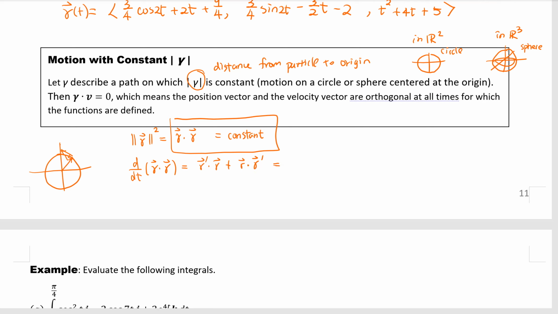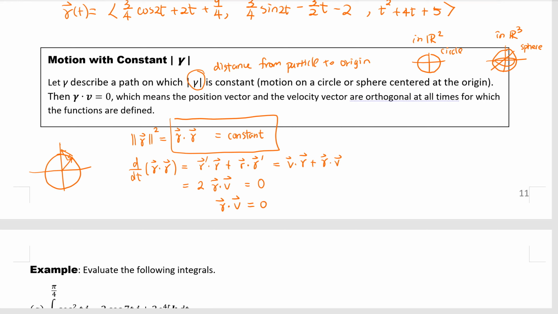What is that? Well, the derivative of gamma is velocity. And gamma dot velocity. This is just because the dot product is commutative. Even though the cross product is not commutative, the dot product is commutative. So this is the same as 2 times gamma dot v. And on the right hand side, because it's a constant, the derivative of a constant is 0. So it means gamma dot v is 0.